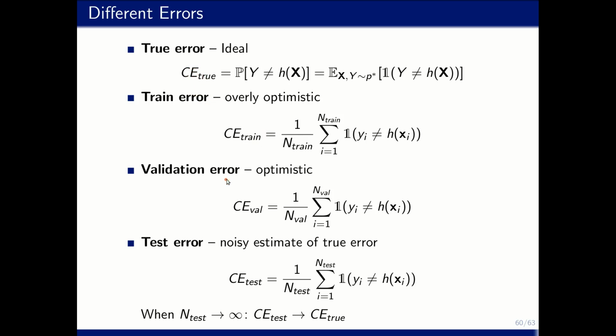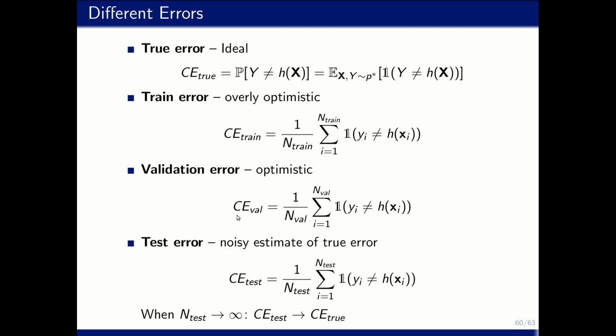Also the validation error, which is the error on the validation set, and which is used to guide our selection of hyperparameters, will in general be optimistic, since we are selecting from a range of hyperparameters, and therefore this error will actually be lower.